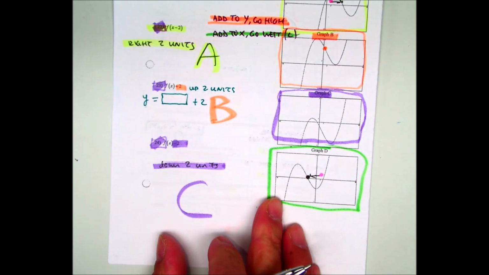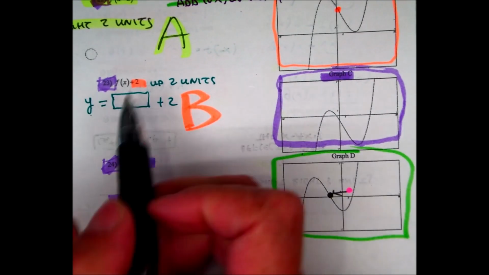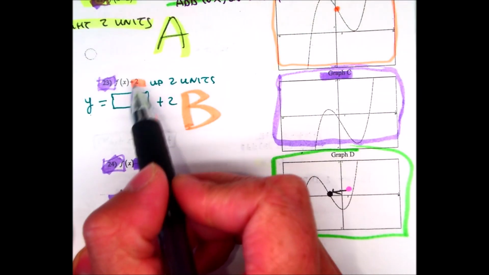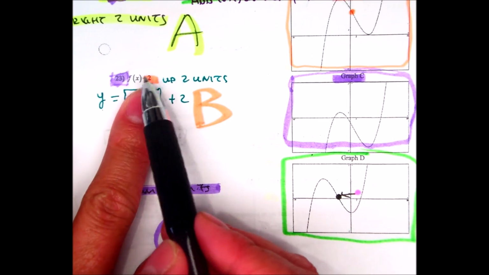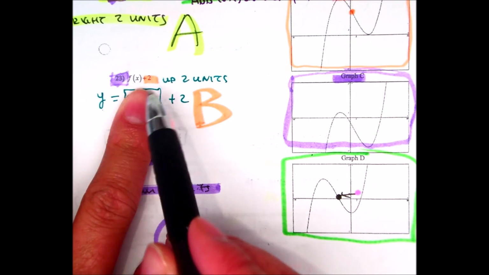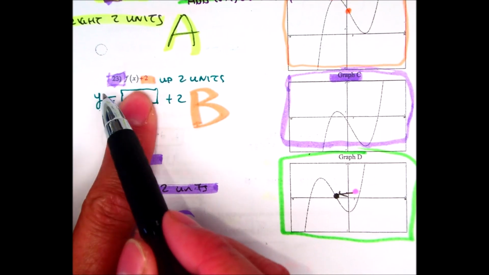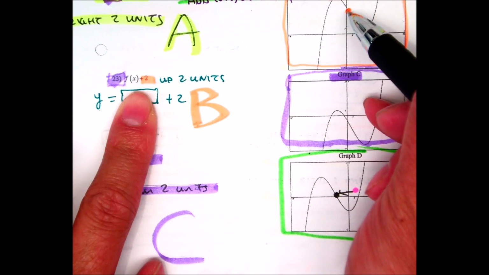Question number 23. Notice you have the function, but plus 2. It's on the outside here to the right. This is my silly phrase, add to y. So if your function's name was simple, y equals something plus 2, you're adding to y there. That means going high or up. That would be choice B.